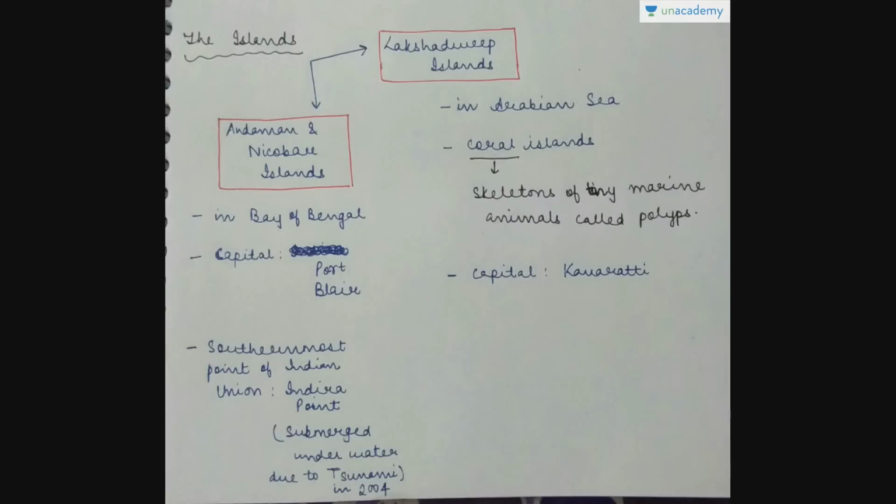So Andaman and Nicobar is located in Bay of Bengal. If this is India, this is Bay of Bengal here, Andaman and Nicobar Islands here, Lakshadweep in the Arabian Sea here. Then the capital of Andaman and Nicobar is Port Blair. For Lakshadweep it is Kavaratti.